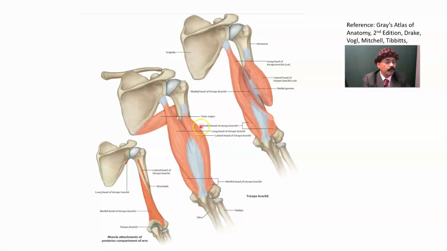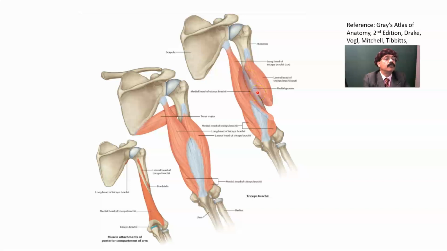Here on the posterior aspect of the arm, we have the lateral head of the triceps brachii, the medial head of the triceps brachii, and the long head of the triceps brachii. The long head comes from the infraglenoid tubercle of the scapula. Between the medial head and the lateral head, we have the radial groove.